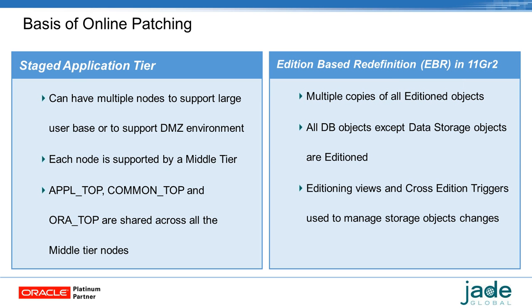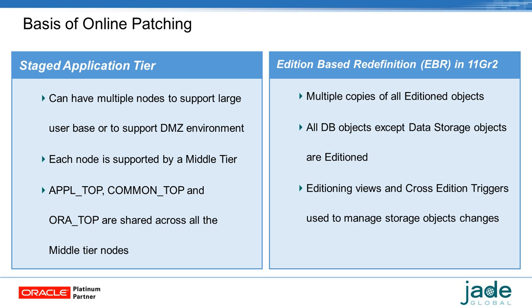A quick thing about what is the basis of online patching. In previous versions, we had something called a shared top. We used to have different file systems sitting in different locations, depending upon whether your environment is a DMZ environment or a shared APPL_TOP. But all those multiple file systems used to support only one running application. That was one of the ideas which Oracle took into consideration while creating online patching. That is on the file system basis.